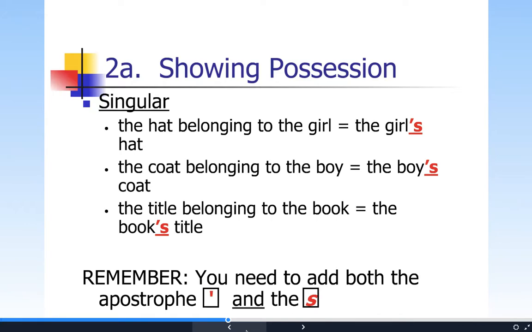Showing possession. Singular. The hat belonging to the girl. It is now the girl's hat. It's girl, add an apostrophe with an S. The coat belonging to the boy. It's the boy's coat. Boy with an apostrophe, add an S. The title belonging to the book. The book's title. Book with an apostrophe and add an S. Remember, you need to add both the apostrophe and the S when it's singular.